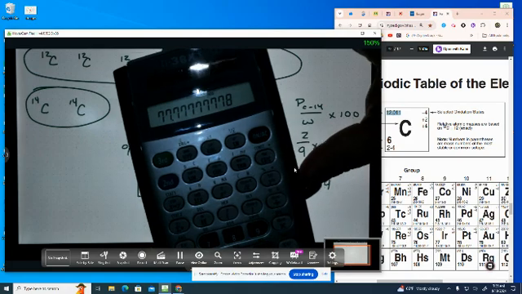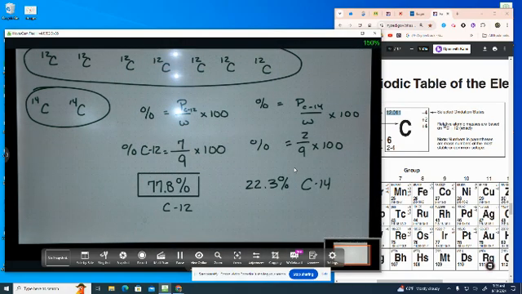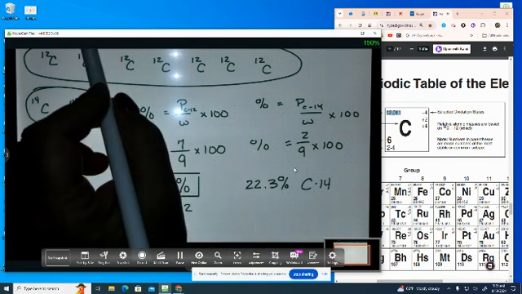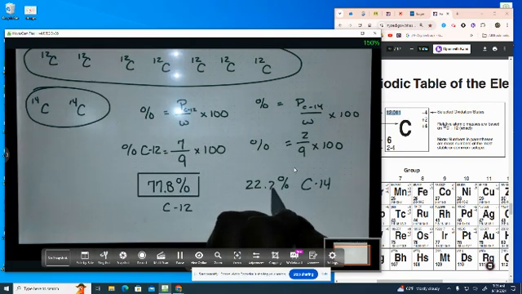This is what I call an ugly number, right? It's a really long number. And then this one would have been 22.2. Okay.